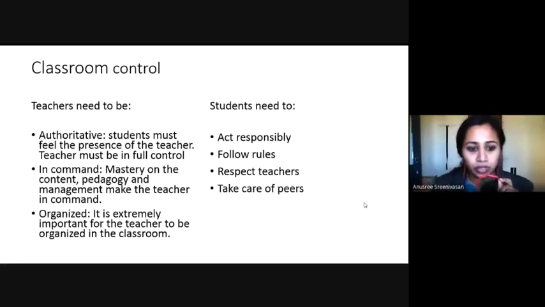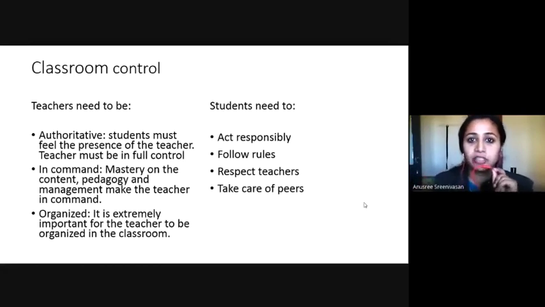So the teacher should come well prepared, like he should be in command. They should know what to do in this class. And the teacher should have an expectation of how the students should behave in my class. Okay, the teacher needs to be organized, and it is extremely important for the teacher to be organized in a classroom. So if the teacher itself is not organized, you cannot expect the students to be organized.